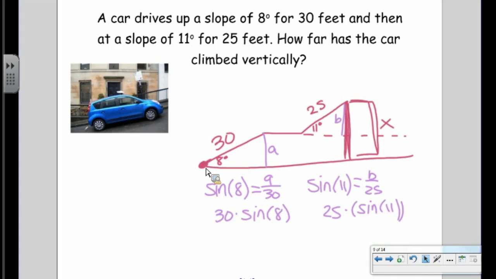I'll do that. And then you simply add those two values together. You should get 8.95. 8.95 was the answer. How far has it climbed vertically?